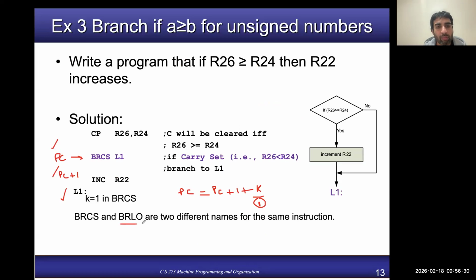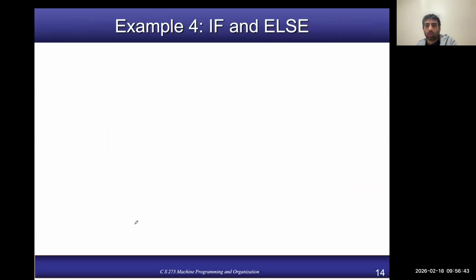Okay, as I said, branch if carry is set or branch if lower are two different names for the same instruction, or two different ways of saying the same thing. Any questions?